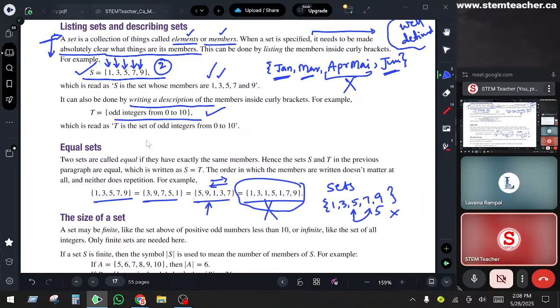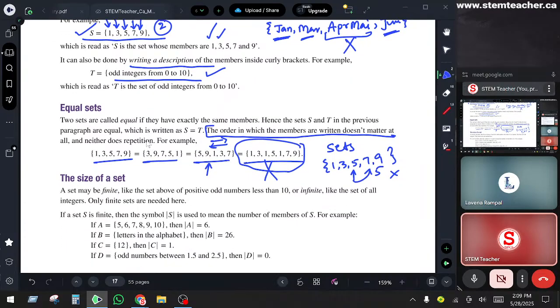Can you read this? The order in which the members are written doesn't matter at all, and neither does position. So he is saying that repetition doesn't matter, but as a standard notation, we will not use repetition.